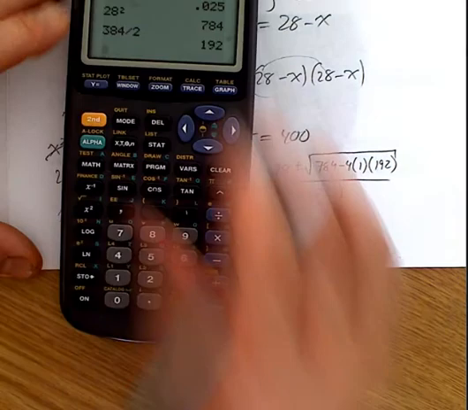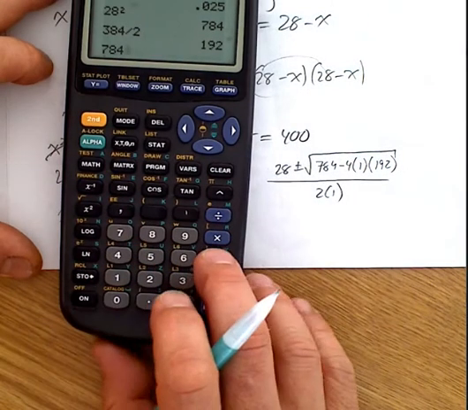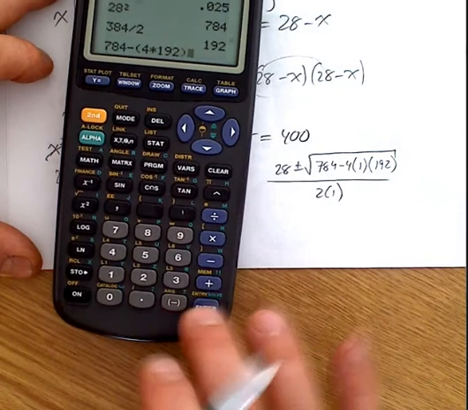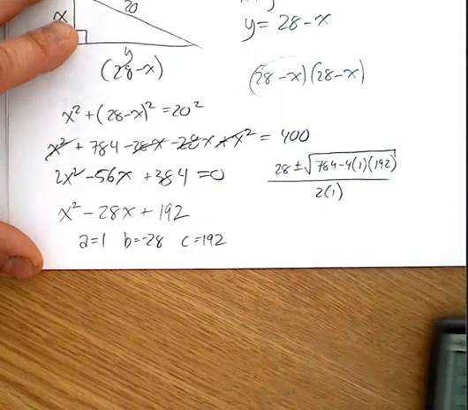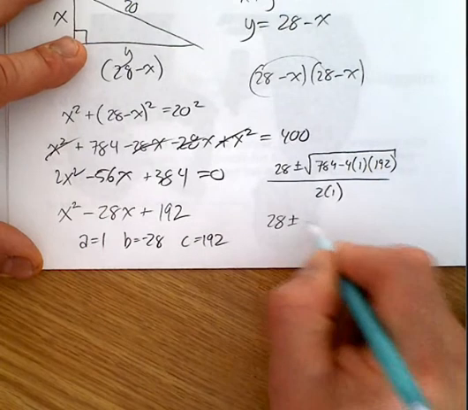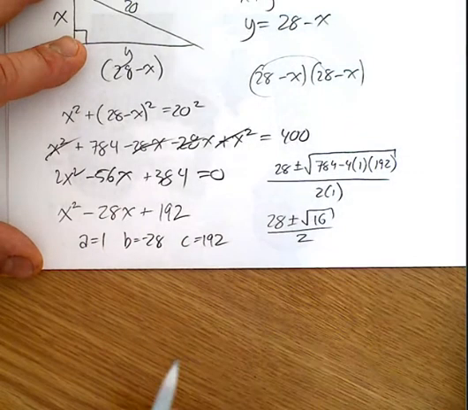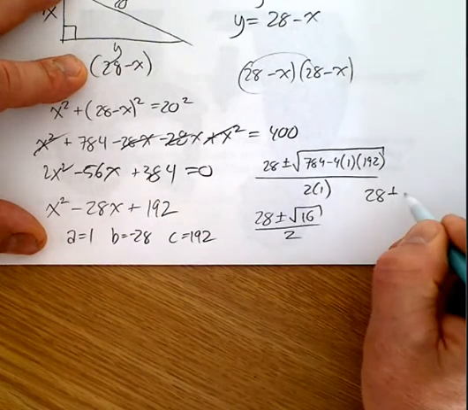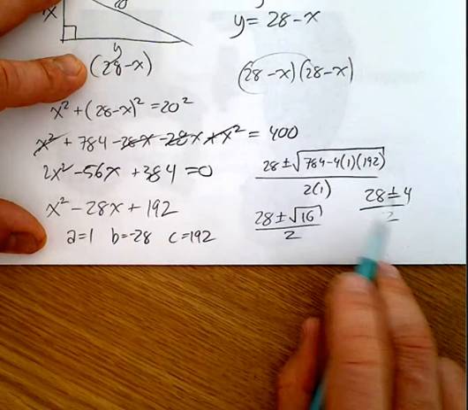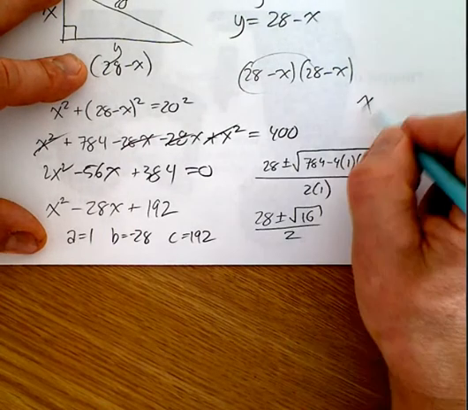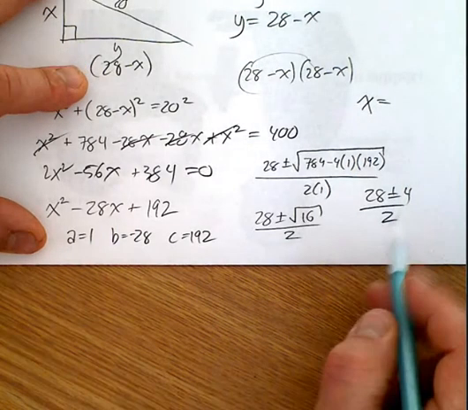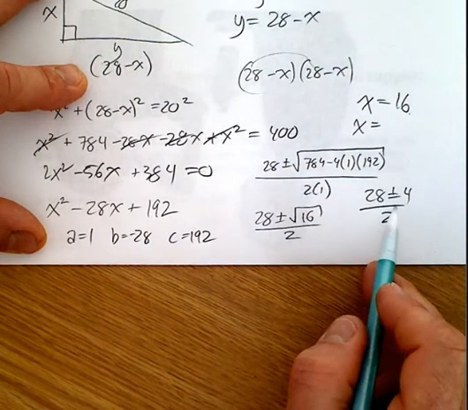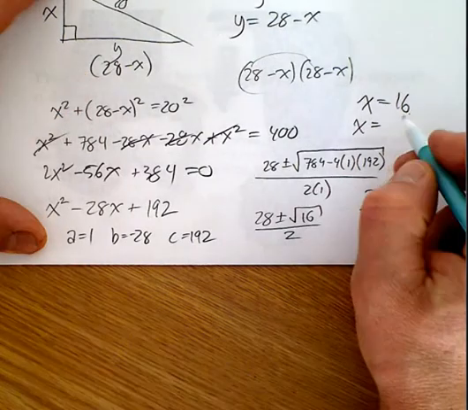So I'm going to do the inside now. 784 minus 4 times 192. I end up with 16 on the inside. So this is going to be 28 plus or minus the square root of 16 all over 2. Now we know the square root of 16 is 4, so it's 28 plus or minus 4 over 2. Well, 28 plus 4 is 32, divided by 2 is 16. 28 minus 4 is 24, divided by 2 is 12.